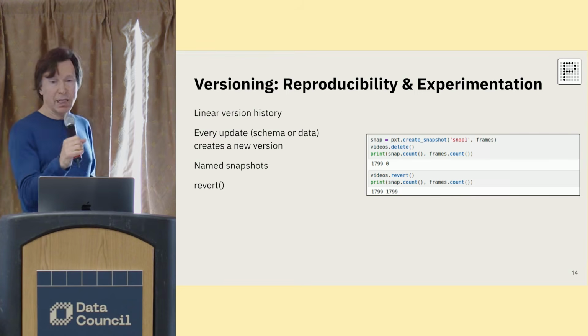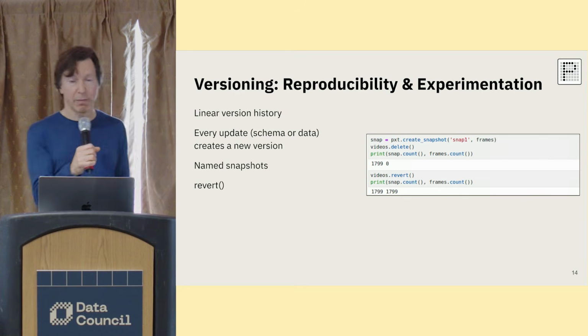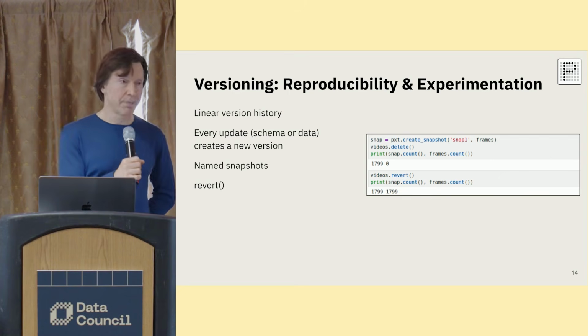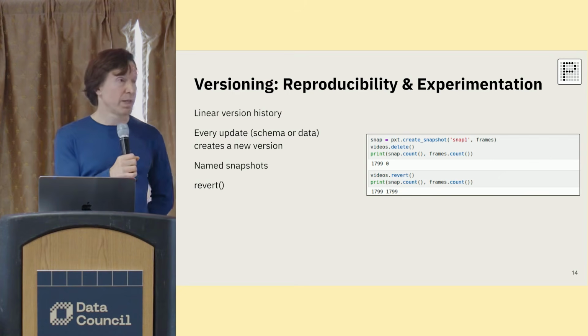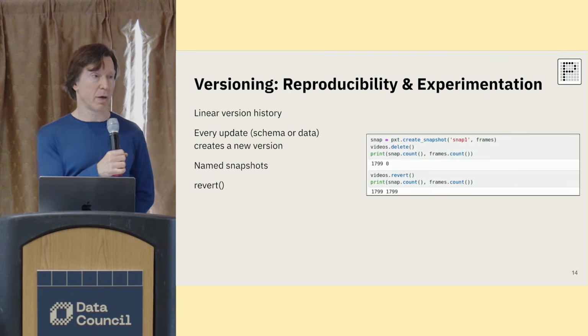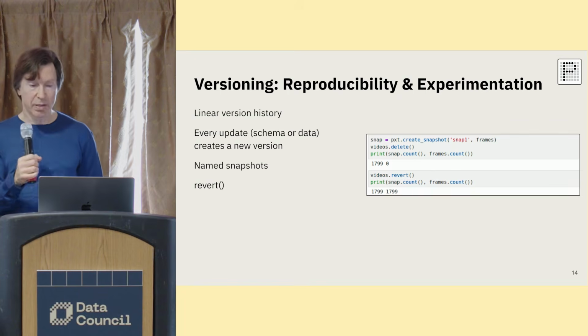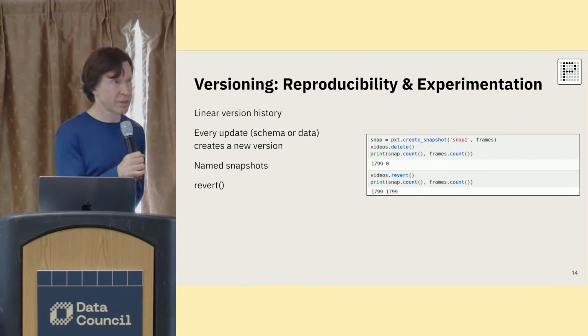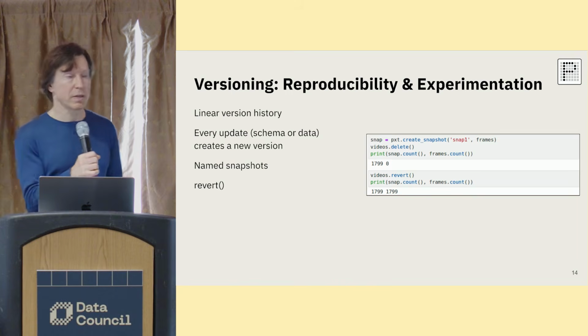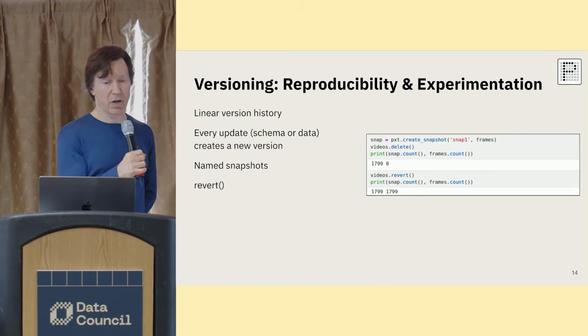When you have data, you also want typically versioning. You want versioning when you are training models because you want reproducibility. And you also want versioning because when you're experimenting, sometimes you mess up your data, and it's nice to be able to go back to a previous version. So Pixeltable gives you versioning under the covers. So all updates are versioned. Every schema change or data update is automatically versioned and creates a new version.